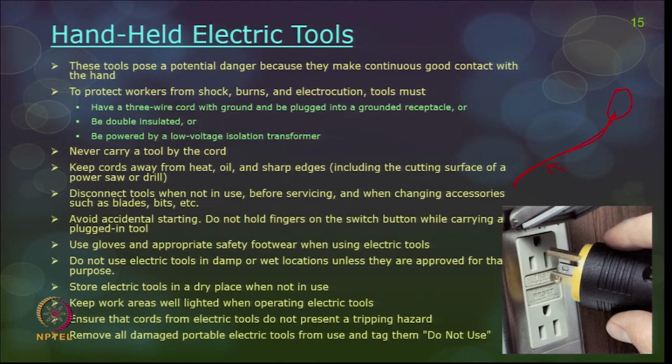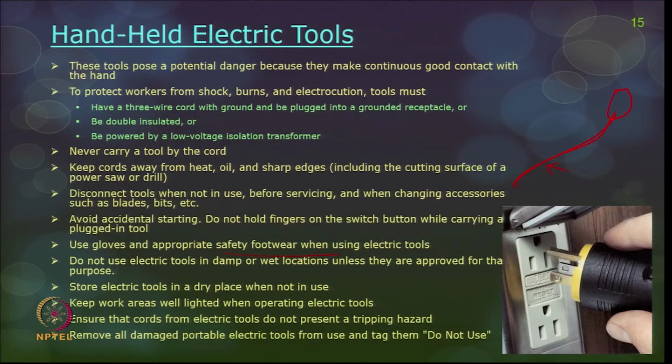any point of time. Disconnect the tools when they are not in use, before servicing, and when changing accessories, to avoid accidentally starting the equipment. You should check for all precautions before you turn on the equipment. Do not hold fingers on the switch button while carrying a plugged-in tool. Use proper safety protection like gloves and appropriate safety footwear when you are using electrical tools.